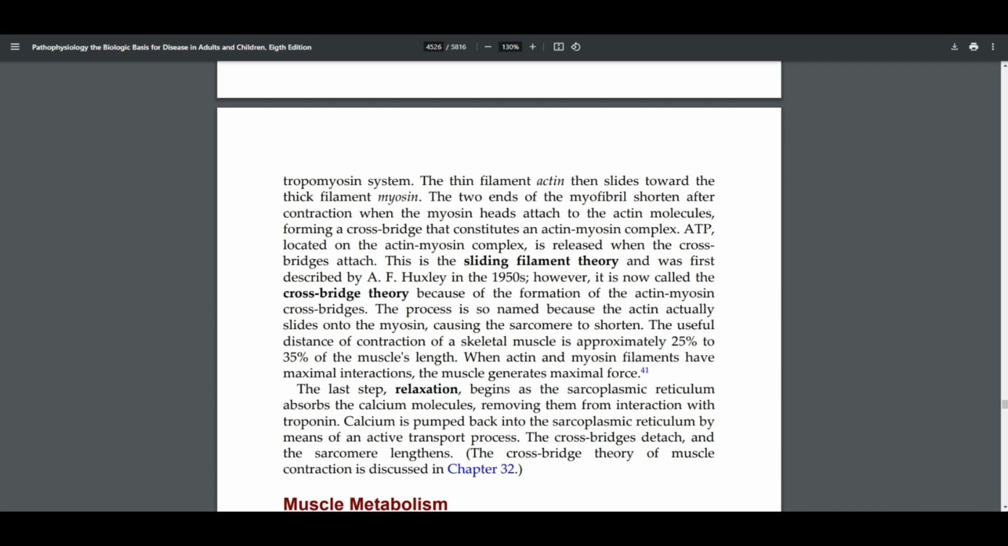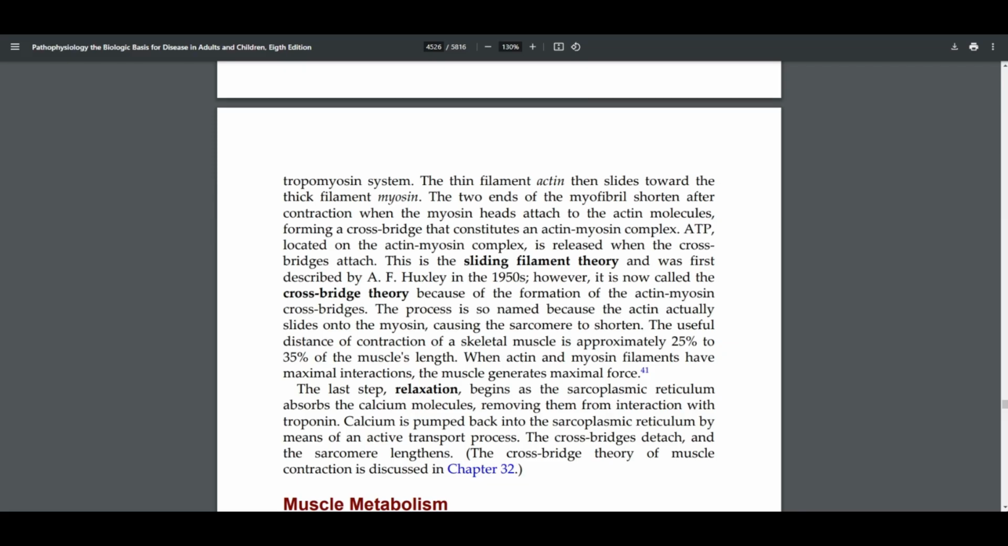The two ends of the myofibril shorten after contraction when the myosin heads attach to the actin molecules, forming a cross bridge that constitutes an actin-myosin complex. ATP, located on the actin-myosin complex, is released when the cross bridges attach. This is the sliding filament theory and was first described by A. F. Huxley in the 1950s. However, it is now called the cross-bridge theory because of the formation of the actin-myosin cross bridges. The process is so named because the actin actually slides onto the myosin, causing the sarcomere to shorten.